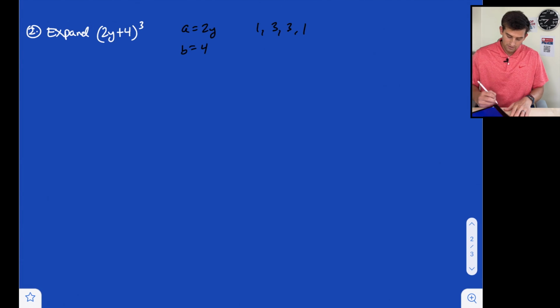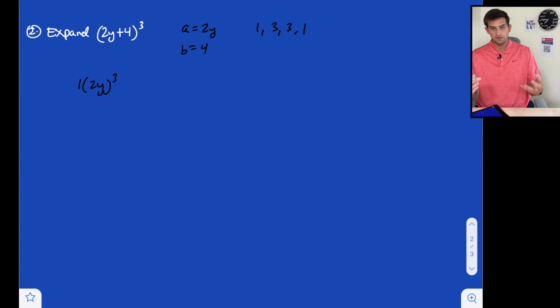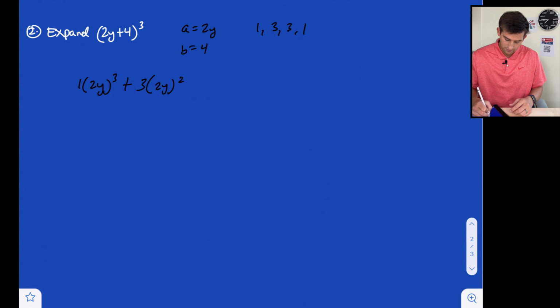All right. So now we can go ahead and write down, we're going to say 1, and then we have 2y cubed, right, because we're starting with our exponent just like on our binomial. And then we have plus 3, 2y. Now we're going to decrease 2y, and we're going to add in 4.